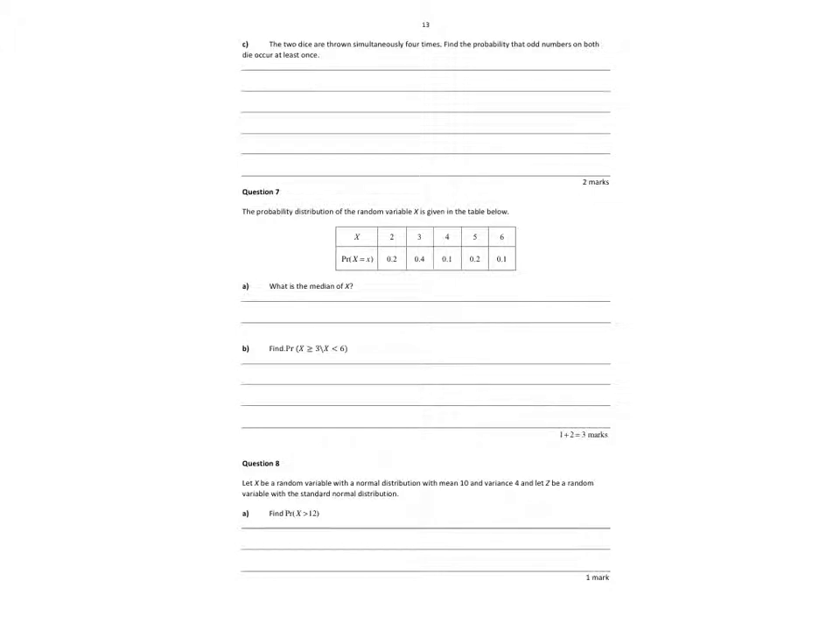Part C, the 2 dice are thrown simultaneously 4 times. Find the probability that odd numbers on both dice occur at least once. So first of all, there's a number of trials. What I need is the probability of 2 odd first. So let's go back: 9 ways I can get 2 odd, 9 out of 36, which is equal to 1/4. So that's the probability of success, if you like.